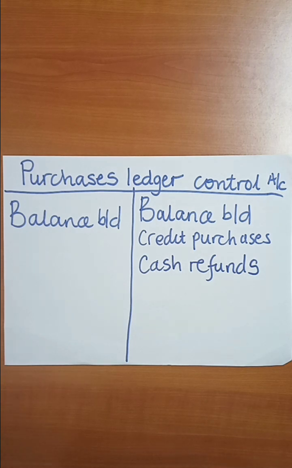Right? We also have interest charged on overdue accounts. When the business fails to pay in time, they are obviously charged. So how do we deal with that? Do we record it on the debit or the credit side? Yes, it's credit because it is going to increase the balance that the business has to pay to its suppliers.